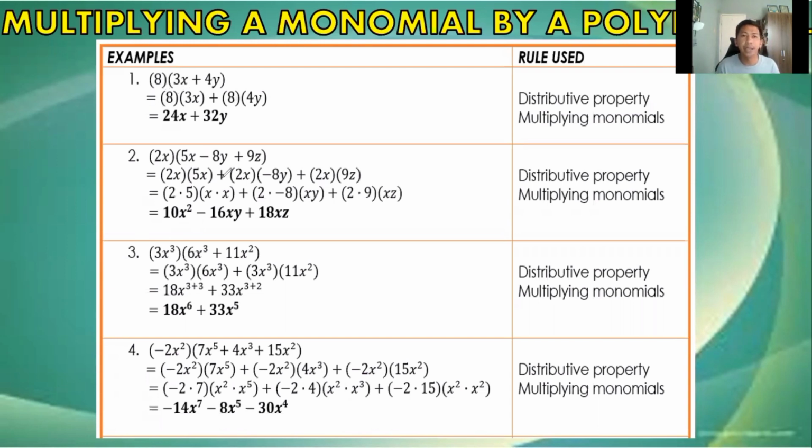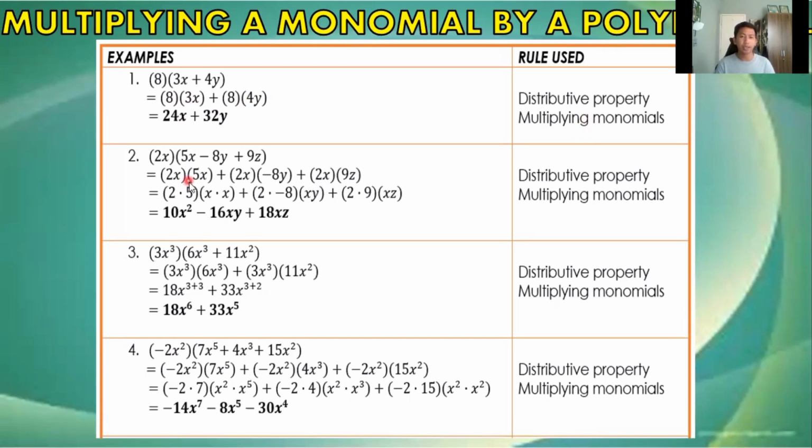ayan, by 3x and 8 to 4y. So we have now 8 times 3x plus 8 times 4y. 8 times 3x, that will give us a product of 24x, while 8 times 4y, that will give us a product of 32y. And the product is equal to 24x plus 32y. So when you multiply 8 by 3x plus 4y, you apply the distributive property and then go back with the rules for multiplying monomials.